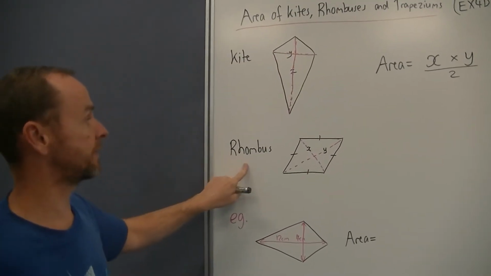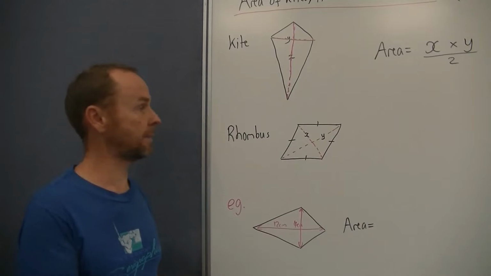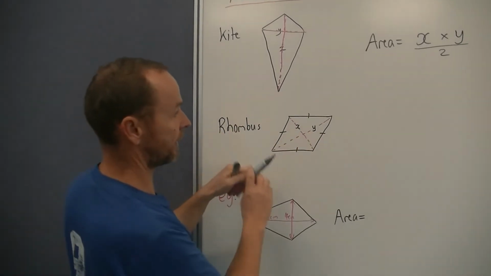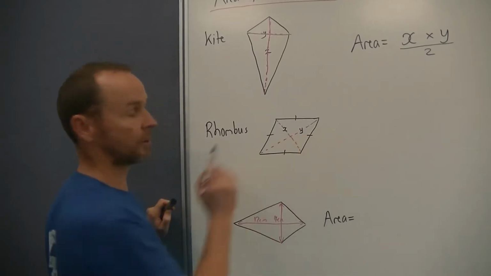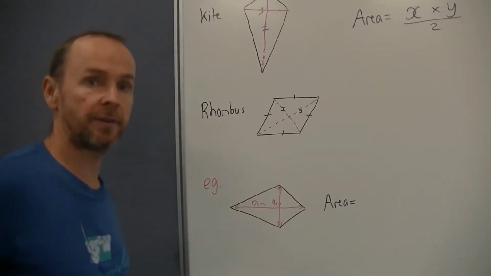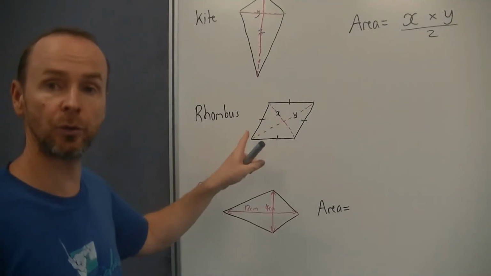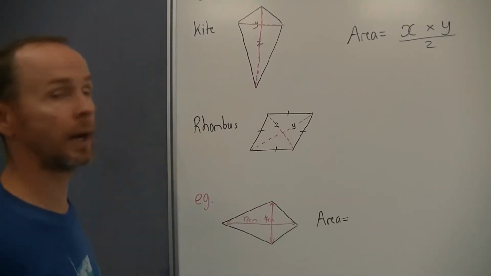And if you look at a rhombus, it's sort of like a parallelogram, but it's a square pushed over on its side. See, all the sides are equal. And again, the diagonals, we call them X and Y. So pretty much if you see, it says find an area of a shape and it gives you the diagonals, it's probably a rhombus or a kite.